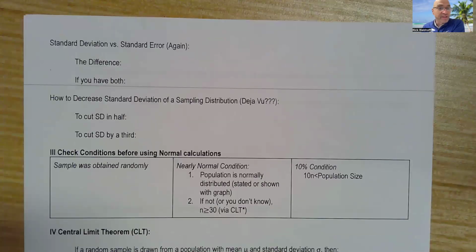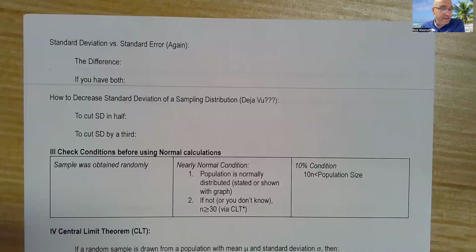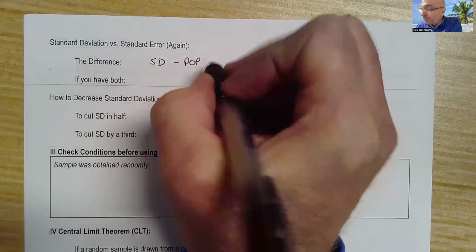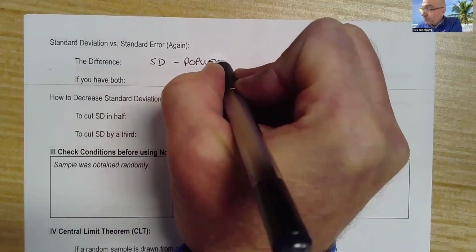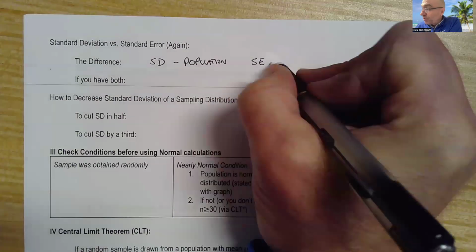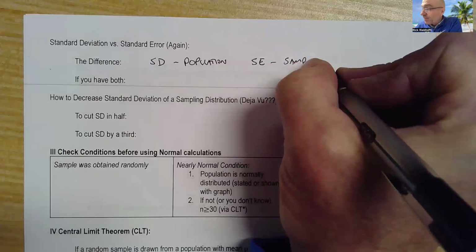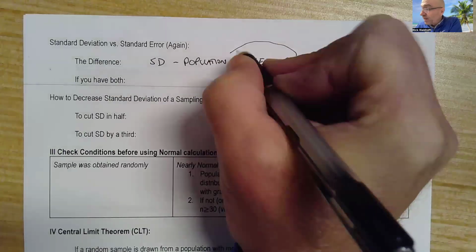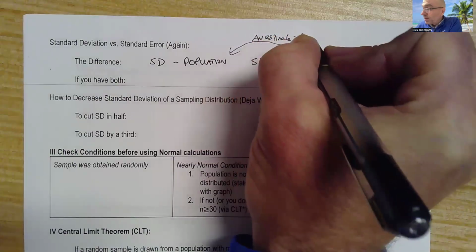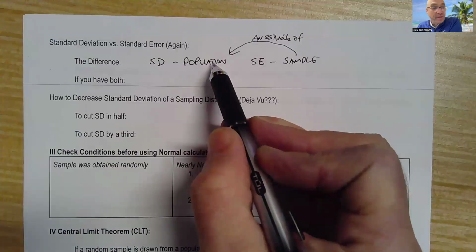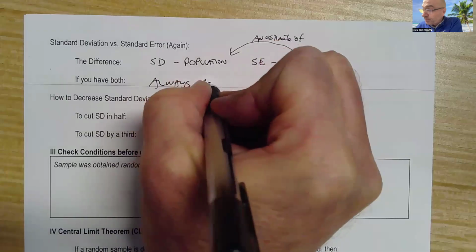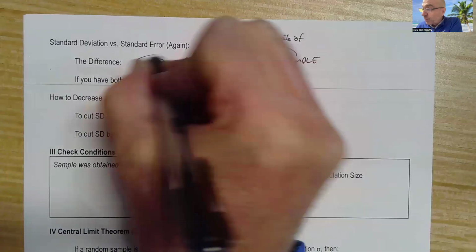All right, standard deviation versus standard error. The difference is that for standard deviation, you're using the population standard deviation. For standard error, you're using an estimate from the sample. The sample is an estimate of the population. If you have both, always use this one.